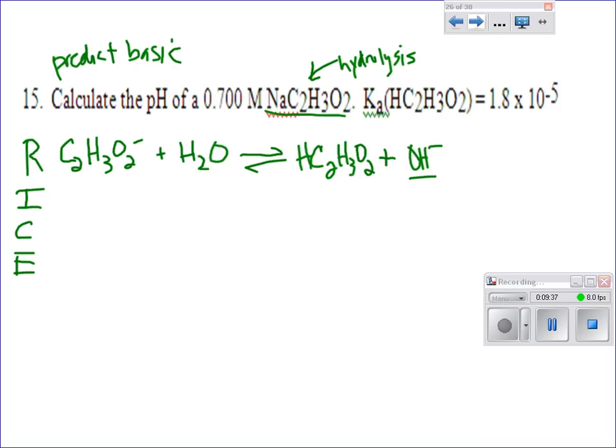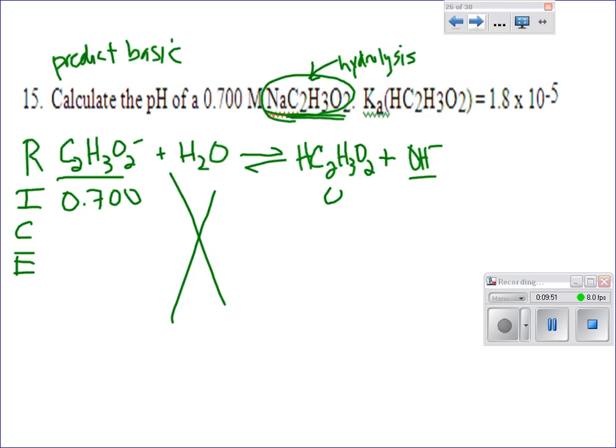So now it's just a normal rice table. You all know how to do this. Our original concentration, I know it says here this is acetate, but don't we have for every 1 sodium acetate, 1 acetate? Okay, so this is 0.7. Liquids not included, 0, 0. Have to shift to the right.